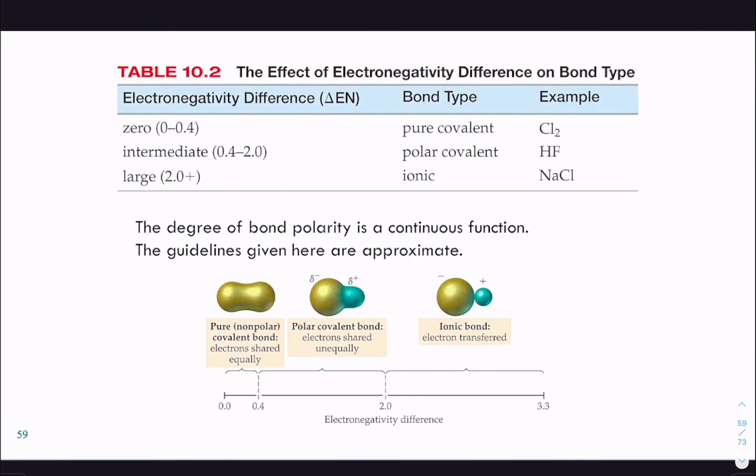And this is the rule of thumb for determining if you have a nonpolar, a polar covalent, or an ionic bond. Anything from 0 to 0.4 is going to be a pure covalent. We also call it nonpolar. Then a difference of 0.4 to 2 would be a polar covalent bond. So even hydrofluoric acid, this HF bond, is going to be polar covalent. And then anything larger than that, you just get a complete transfer of electrons. And so those are ionic bonds.